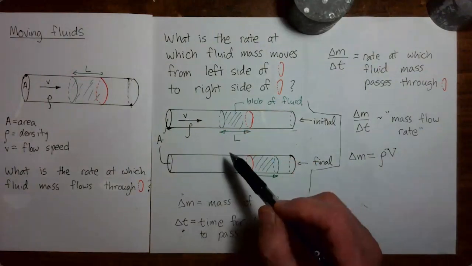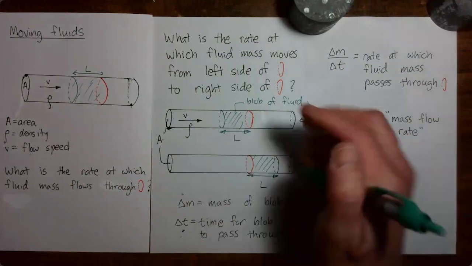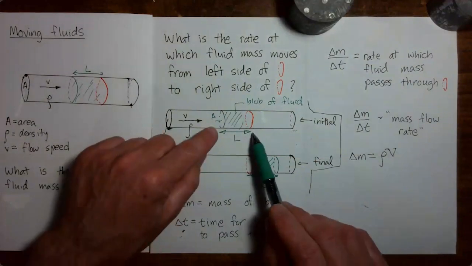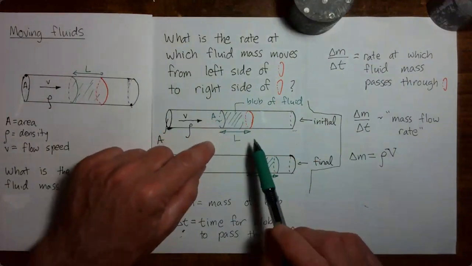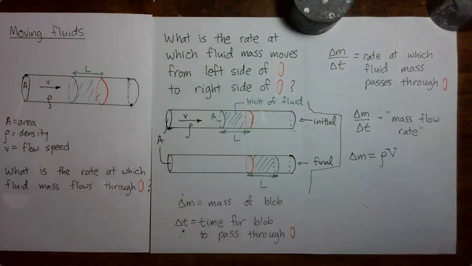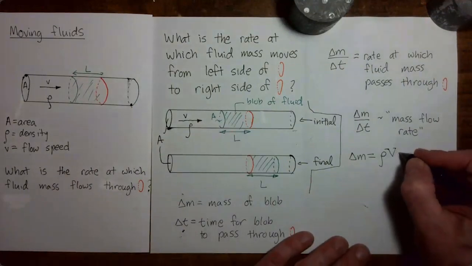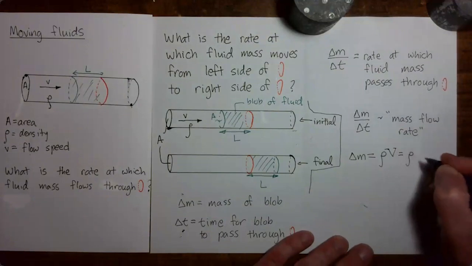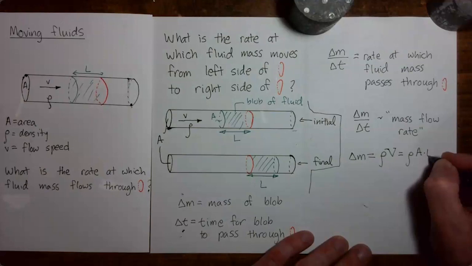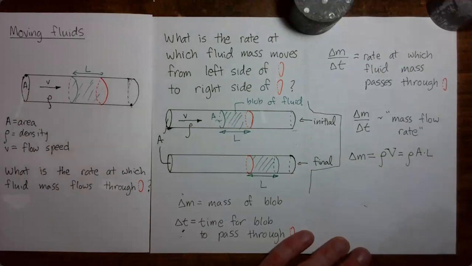Well, the blob has a cross-sectional area A, just like the pipe itself. Then the length of the blob would be L. So the volume occupied by the blob would be A times L. And we can then say that the mass of the blob is its density times the cross-sectional area of the pipe multiplied by the length of the blob.